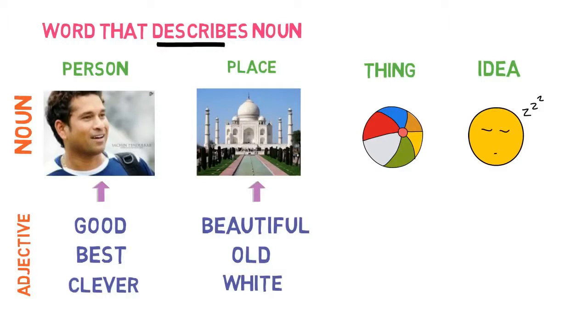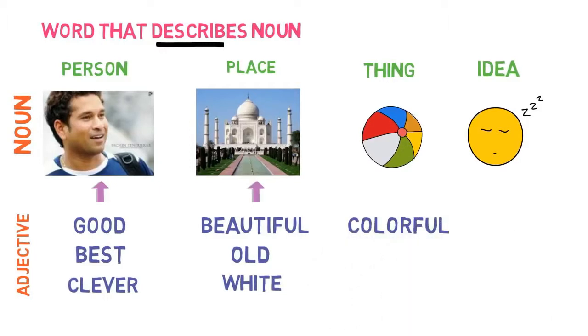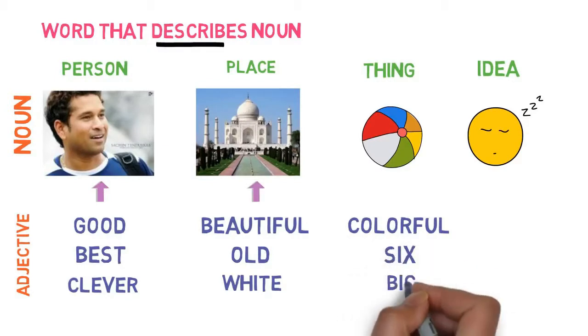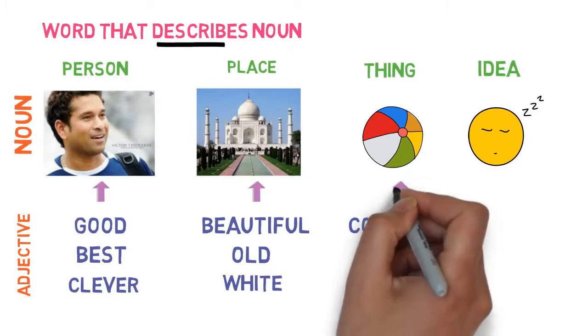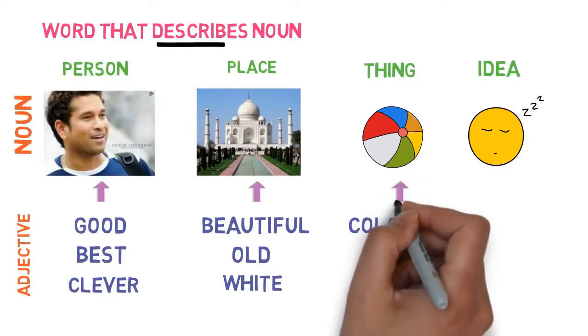In case of a ball, what are the qualities or things you think about a ball? If I say this is a colorful ball, or this ball has 6 colors, or this is a big ball, then colorful, 6 and big are the things that describe a ball as a thing.